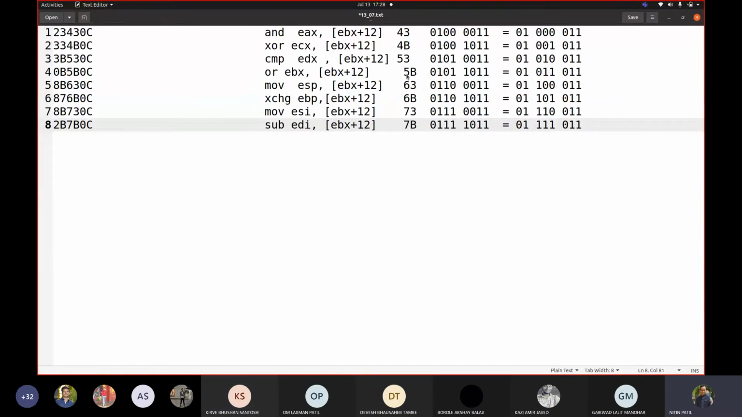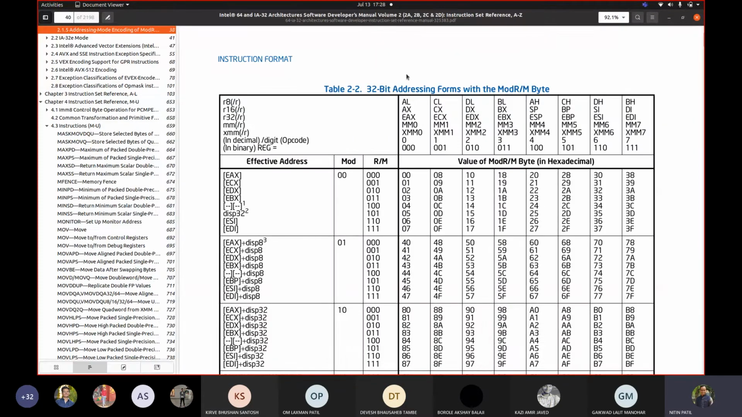So it is one column for EBX. Let us see where exactly it is: 43, 4B, 53, 5B, 63, 6B, 73, 7B. So we got this complete row for square bracket EBX. So whenever we have a displacement added as 8 bits.